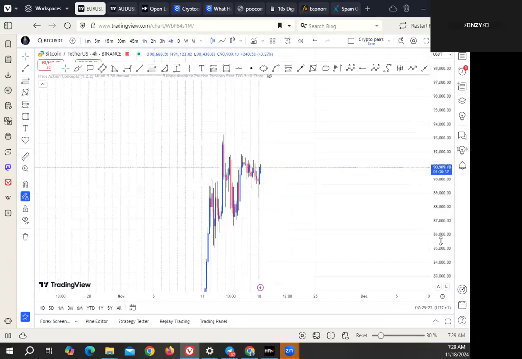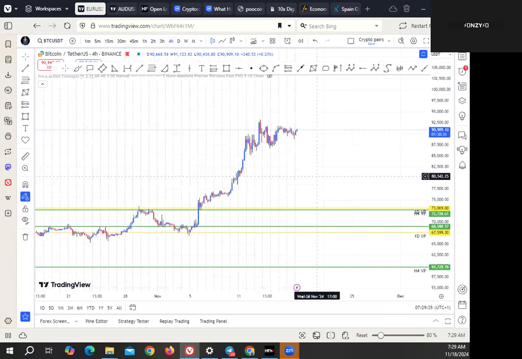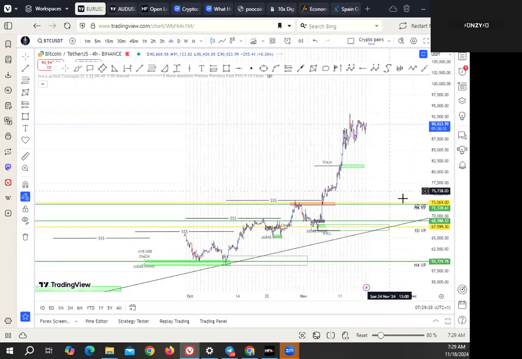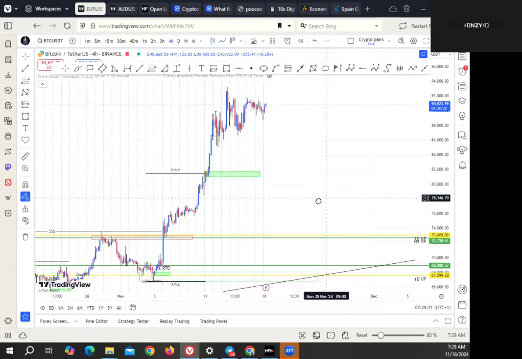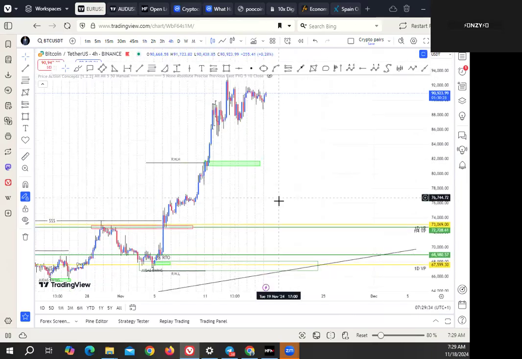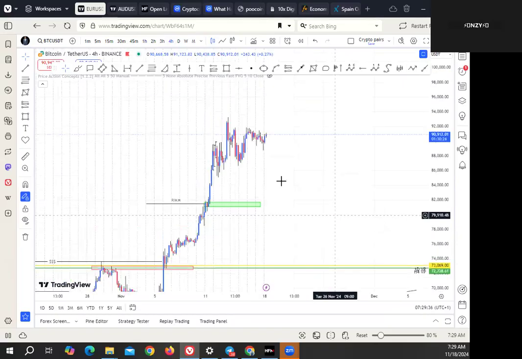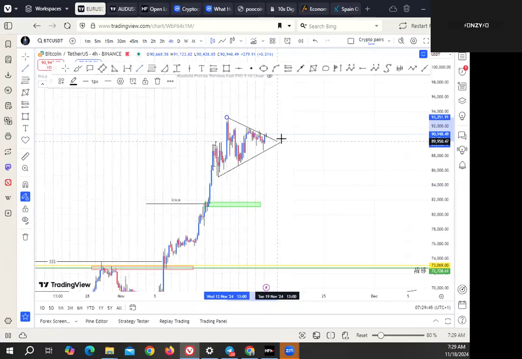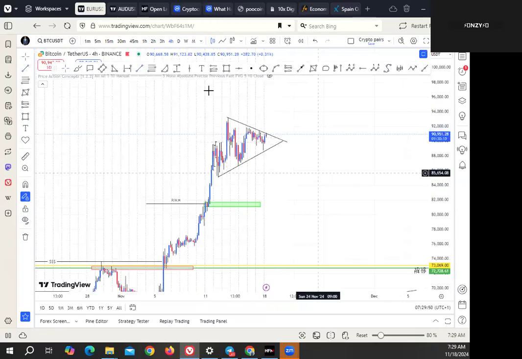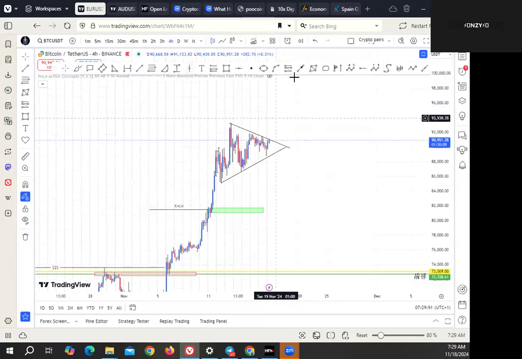Good. So for Bitcoin, you see that the market is still bullish, very, very bullish. And something else I see on Bitcoin is that it is forming this ascending wedge. Very neat, very neat ascending wedge.